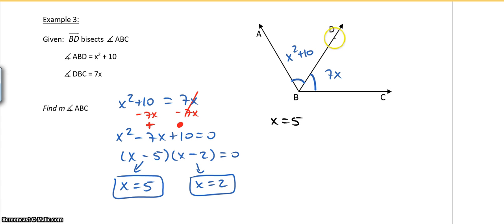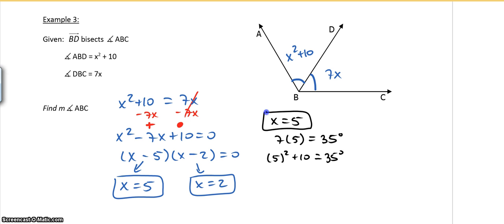So when x is 5, let's examine angle DBC because that's just the easiest one. So I have 7 times x, which would be 7 times 5, gives me 35 degrees. So that worked out well. That checks out. Now let's go ahead and try angle ABD to see if it checks out as well. So x squared, so 5 squared, plus 10 is 25, plus 10 is 35 degrees. That works out. They're both 35 degrees. So x equals 5 is an acceptable answer.